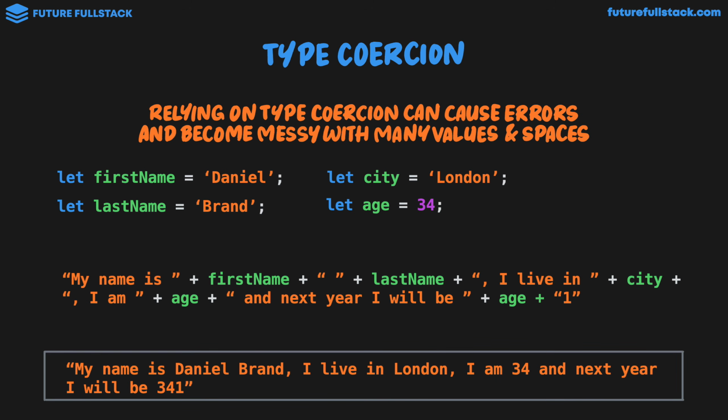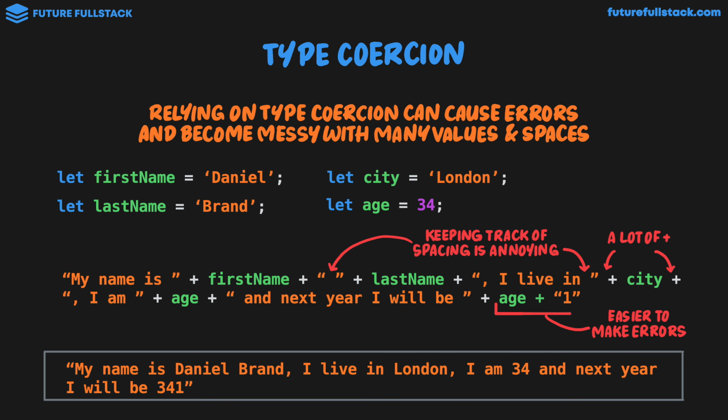Now you're probably shivering in your seat, thinking of having to write this. It's incredibly messy. First of all, keeping track of spacing is annoying. There are a lot of pluses needed to construct this sentence, and it's also easier to make errors. Over here, I'm adding the number age to the string 1. What I'm wanting to output is 35, but type coercion is kicking in and converting my age, 34, to a string, so we end up concatenating 34 plus 1, which gives us 341.